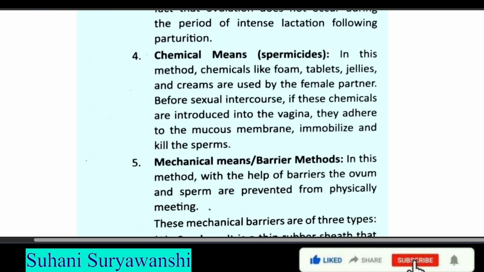Chemical methods are called spermicides. In these methods, chemicals like foam, tablets, jellies, and creams are usually used by the female partner before sexual intercourse. If these chemicals are introduced into the vagina, they adhere to the mucosal membrane and immobilize and kill the sperms.